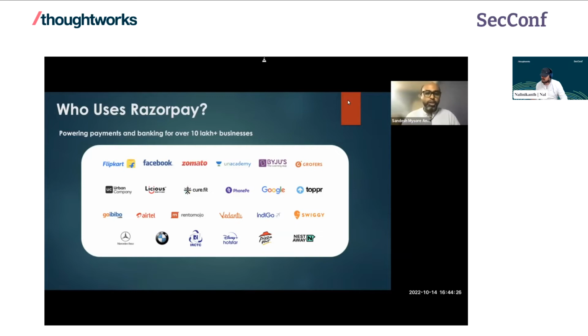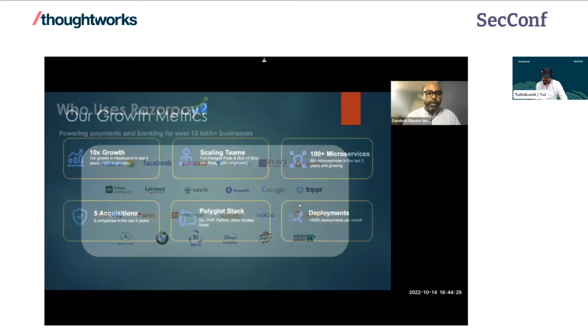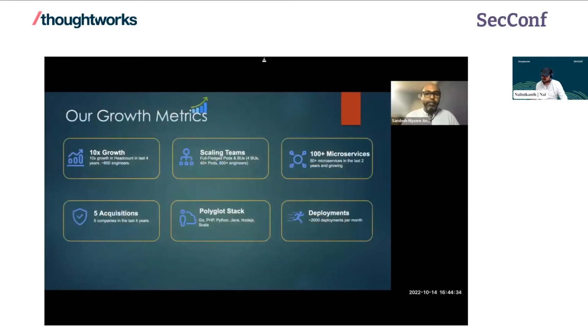And some of the logos here are companies you've heard of. Given the theme for today, I want to talk a little bit about what scale means for Razorpay. Over the last 4 years, we've seen over 10x growth in our headcount in the engineering group, which means a lot more people writing and shipping code. We do approximately 2,000 deployments per month, which means dozens of deployments to production every day.